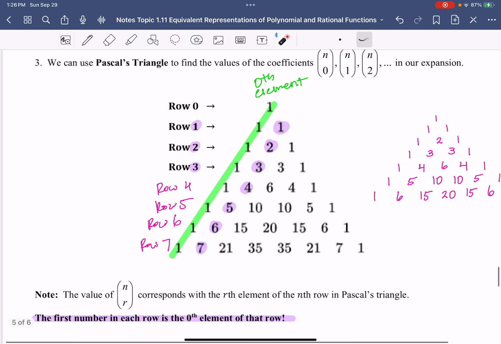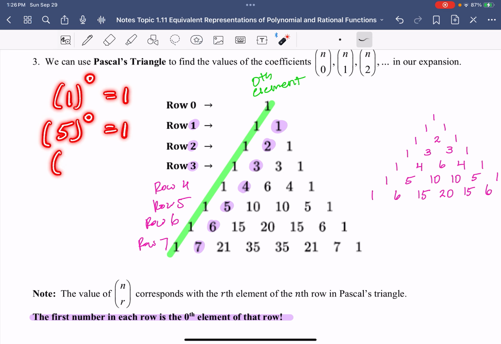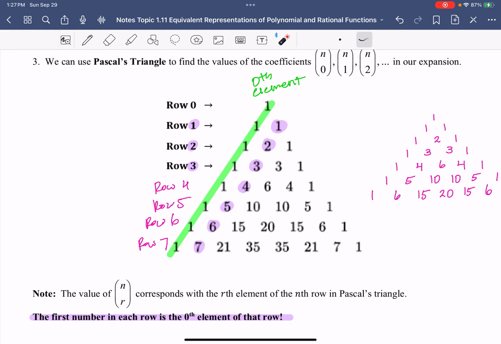I mean, if you do, anything to the power of 0. Remember we talked about that? We said 1 to the power of 0 is 1, 5 to the power of 0 is 1, x to the power of 0 is 1. So if you have anything like, let's say x plus 3 to the power of 0, that will always equal 1. Anything to the power of 0 is 1. So you're not really going to use this one. I mean, that's kind of common knowledge, okay? So you're really going to start at row 1, okay?